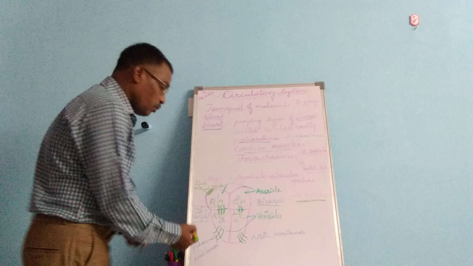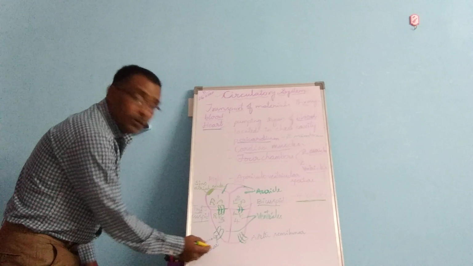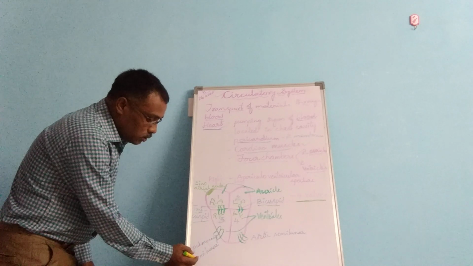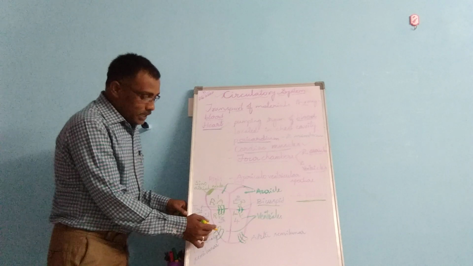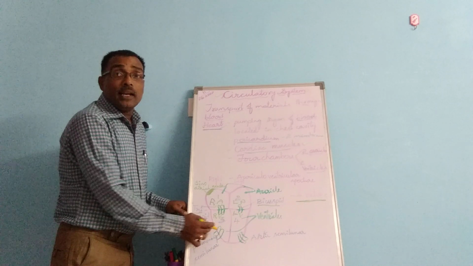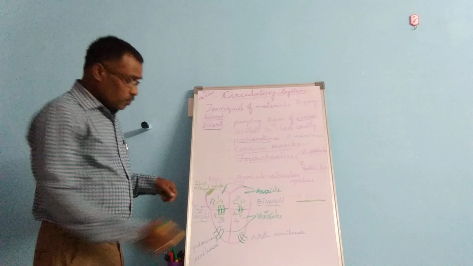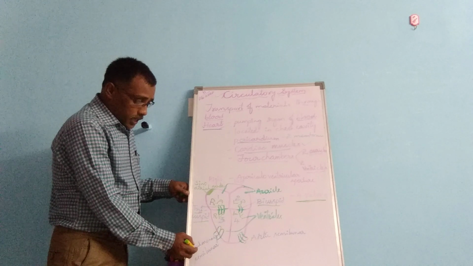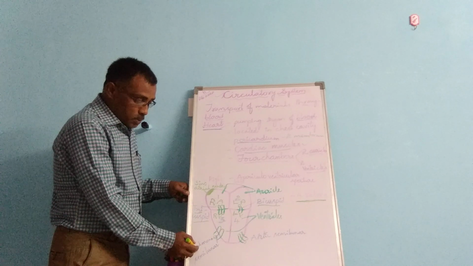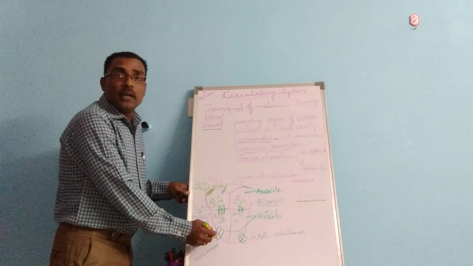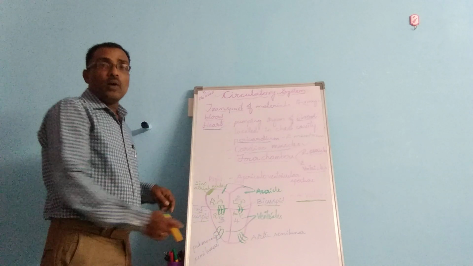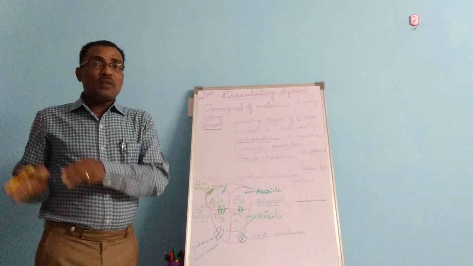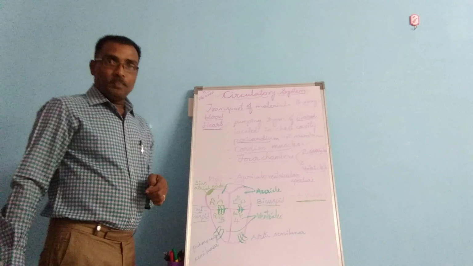The third valve is the pulmonary semilunar valve. It is present in between the right ventricle and the lungs. In between these two, the valve present is called the pulmonary semilunar valve. That pulmonary semilunar valve prevents the backflow of blood from the lung to the right ventricle.